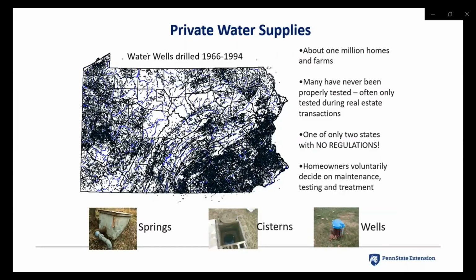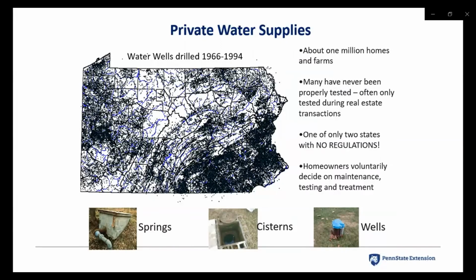A lot of the testing that is done is primarily done during real estate transactions and often only includes things like bacteria. We are one of the few states that don't regulate private water systems in any way. So we have no requirements on construction, on location, on driller certification, on testing, no regulations at all. We have a few county and local ordinances around the state, but the vast majority of the state is unregulated.